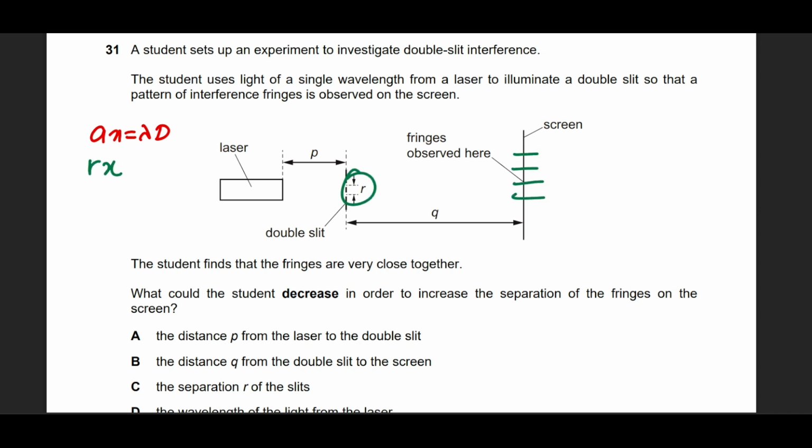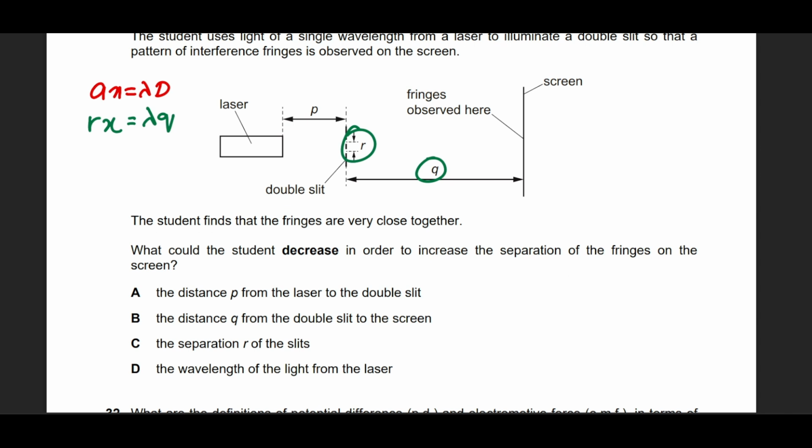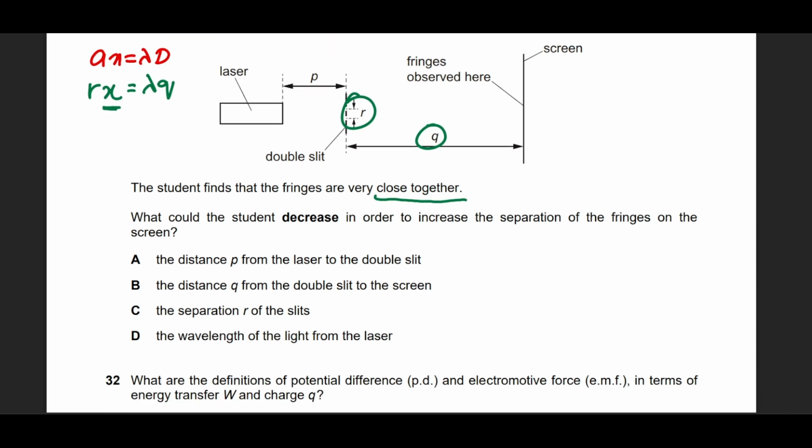x was the distance on the screen, the fringe separation, right? Which is not mentioned, equals lambda. D was the distance from the screen, so this is Q. So this is what the equation looks like in terms of the variables given to us. He says that the student finds the fringes are very close together, which means that x is being affected. x is very small, right?